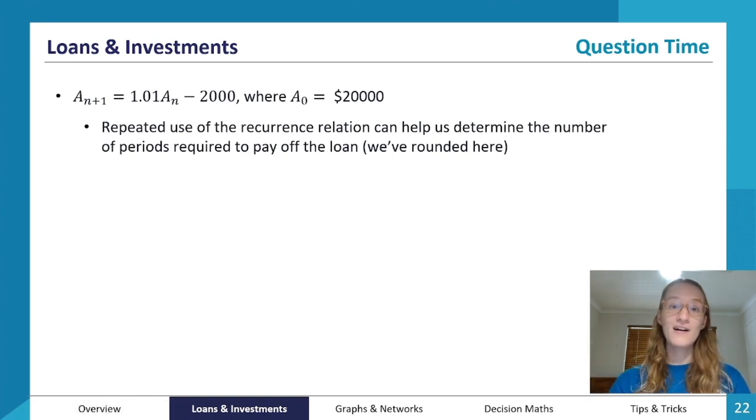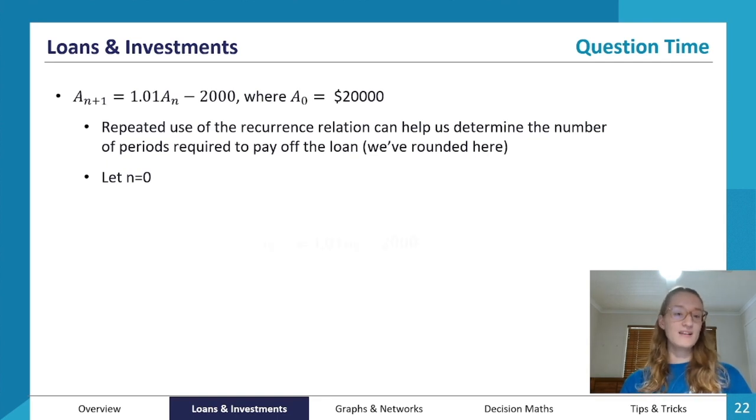And another little important bit of information is that by using the recurrence relation, we can also work out the number of time periods required to totally pay off the loan. Also important to take note that we have rounded here. If you did it in your calculator compared to rounding each time, that is going to influence the final amount a little bit, because rounding does make a difference in our answers. So it's important to keep track of whether you're rounding or not.